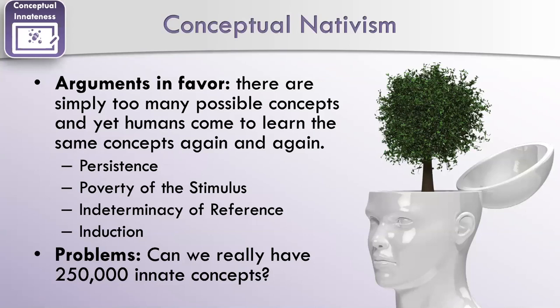So we'll start off with conceptual nativism, which will be the majority of this. This is the view that there's just so many possible concepts, and yet humans come to learn the same concepts again and again. We learn concepts about color, about life, about health, about governments, about various things. We're going to talk about arguments for persistence. I'm going to remind you of the poverty of the stimulus argument, and then we're going to talk about a couple of other arguments for that. The very argument in favor of innate concepts sort of raises a problem for it. And we saw this with language, and it's a problem for anything that's innate, really. Can we really have hundreds of thousands of innate concepts? Could we really have that for grammar, for example?